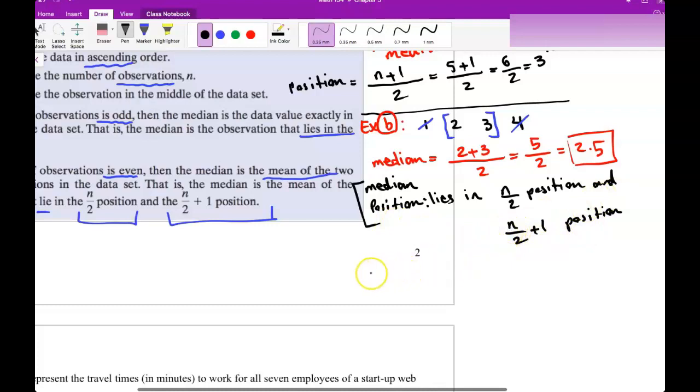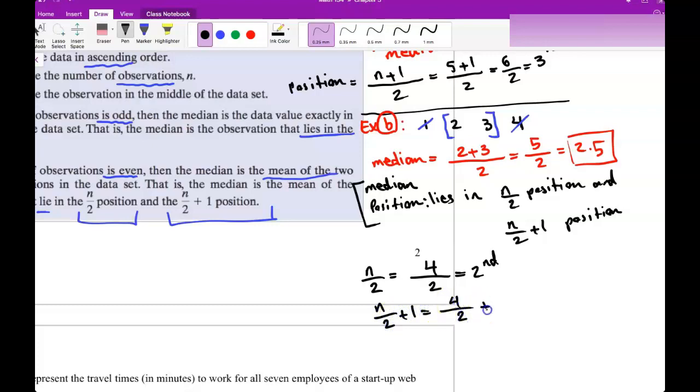So first, n divided by 2: our n is 1, 2, 3, 4, so we have 4 numbers here. So this is second place. Then n divided by 2 plus 1, 4 divided by 2 plus 1, so that is third place. But that means our median is between these two, between second and third place.